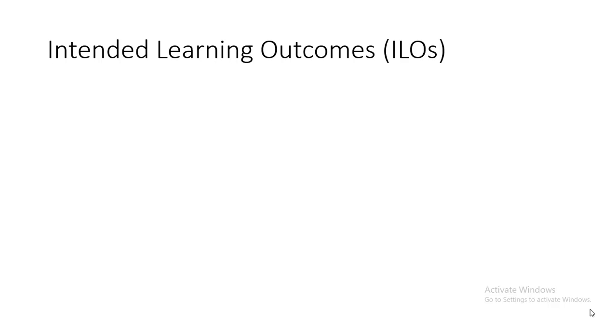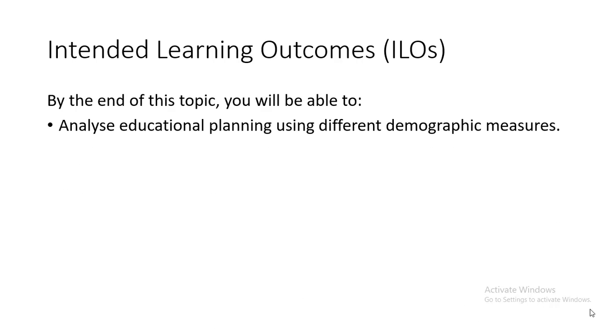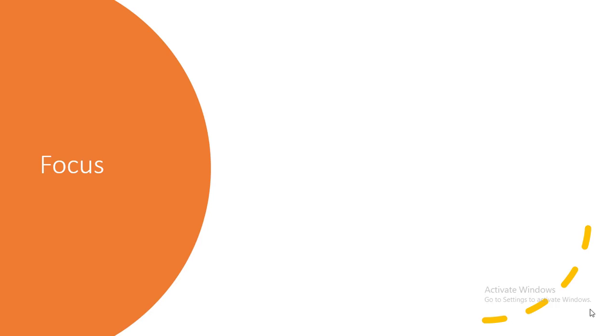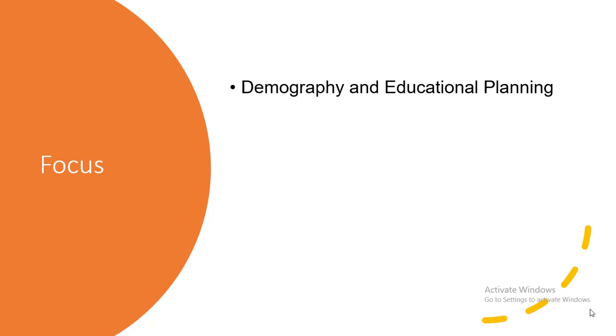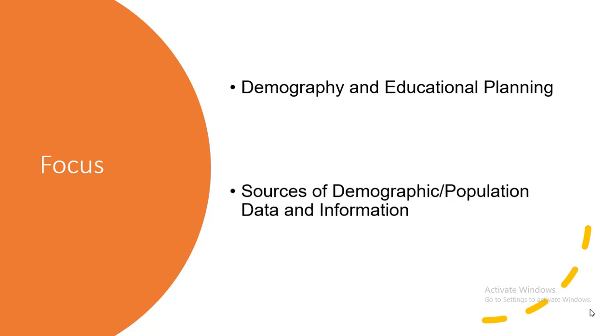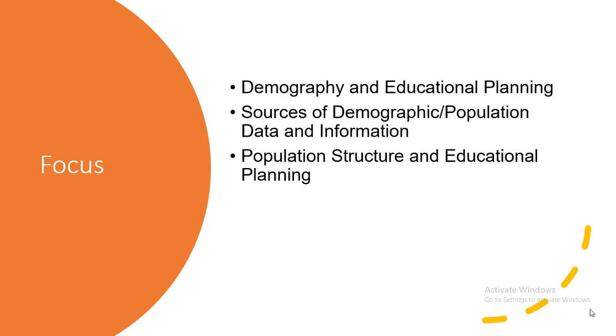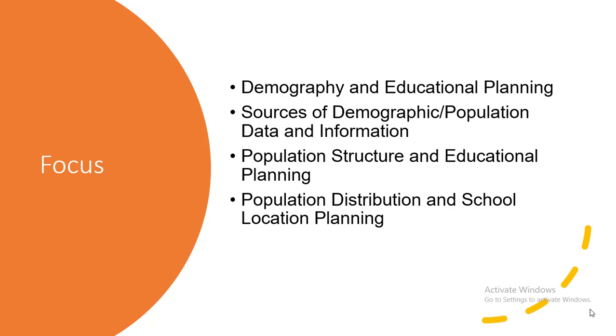What are the intended learning outcomes that we're going to gain at the end of this topic? By the end of this topic, you will be able to analyze educational planning using different demographic measures, and you will be able to apply basic demography in planning education for different levels of schooling. However, we're going to focus on demography and educational planning, on sources of demographic and population data and information, on population structure and educational planning, and on population distribution and school location planning.